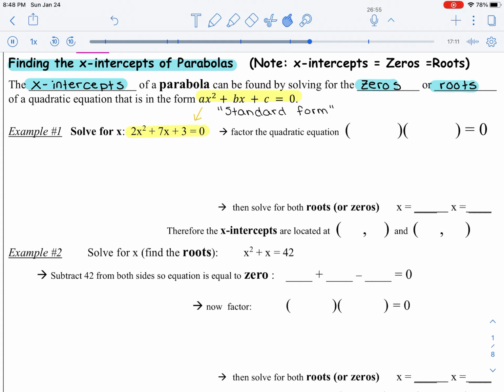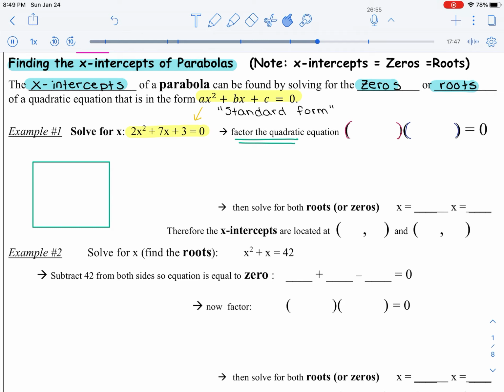Now, in order to use the zero product property, I have to have this equation written as a product of two factors. So my factor number 1 times my factor number 2. Right now we don't have that though. So in order to do so, I'm going to factor my quadratic equation. And this is why we spent so much time last semester and even last week reviewing factoring.